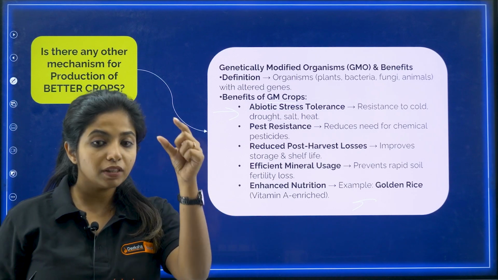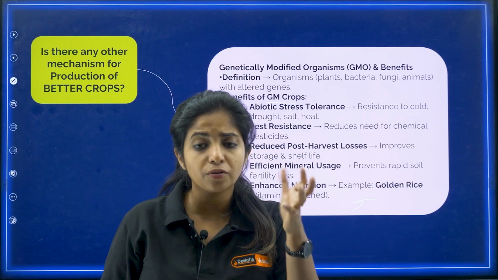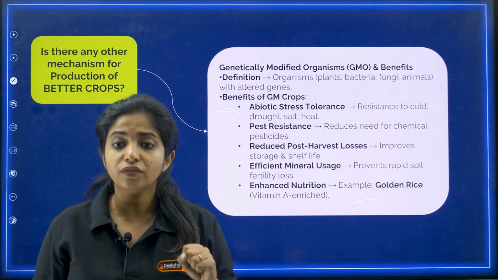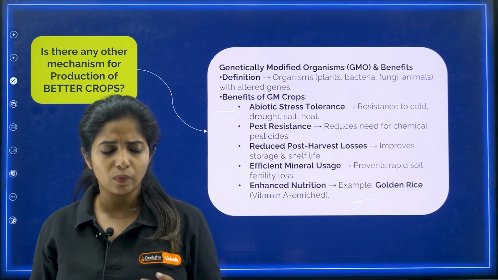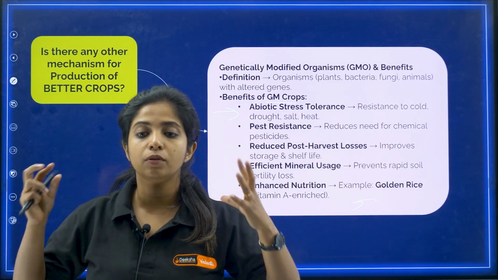Okay, we are going to put certain genes. We are genetically going to modify them. We are going to put some genes, we are going to remove some genes in a way that they are able to survive in abiotic stress conditions as well. When there is too much high salinity, they will still be able to survive. When there is too little water, they will still be able to survive.